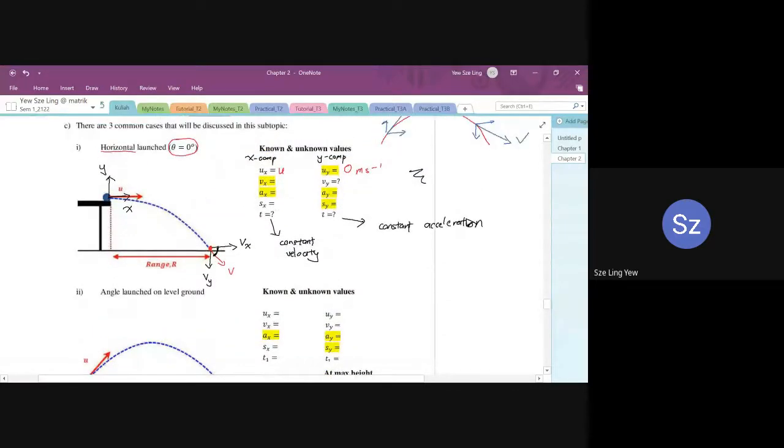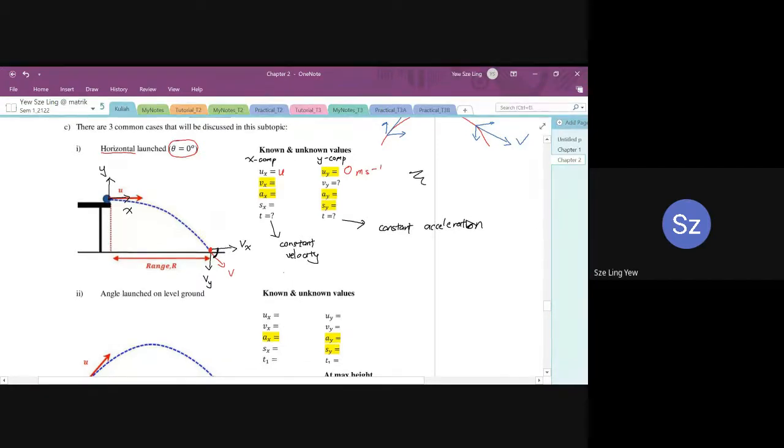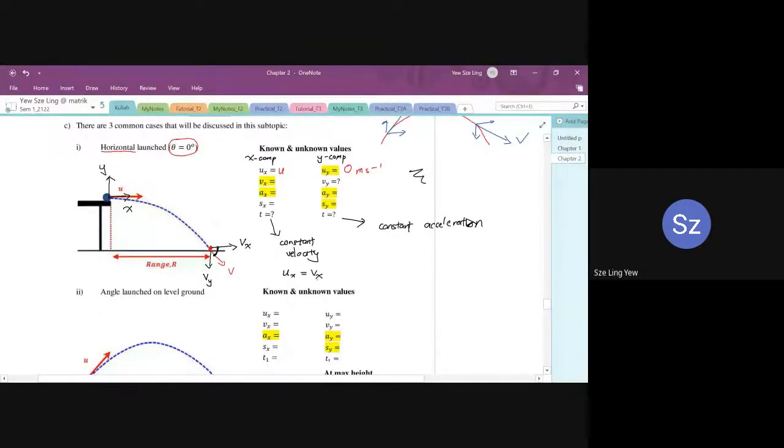So why is it so important to know whether it's constant velocity or constant acceleration? Constant velocity tells us there's no acceleration. What does it mean by no acceleration? The information that we get is that initial is equal to final. Therefore, our Vx is equal to Ux, and when it comes to horizontal projectile motion, it is equal to your U.